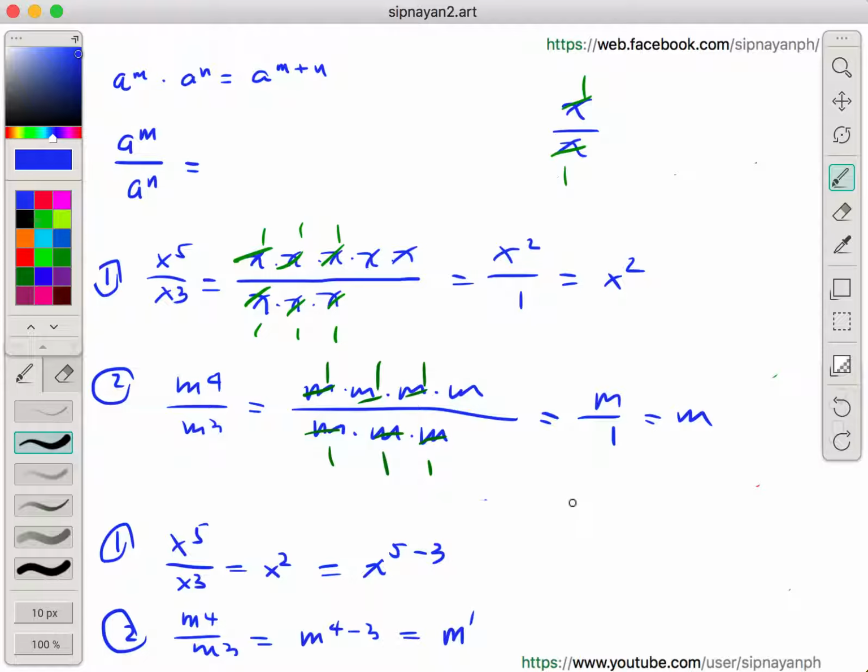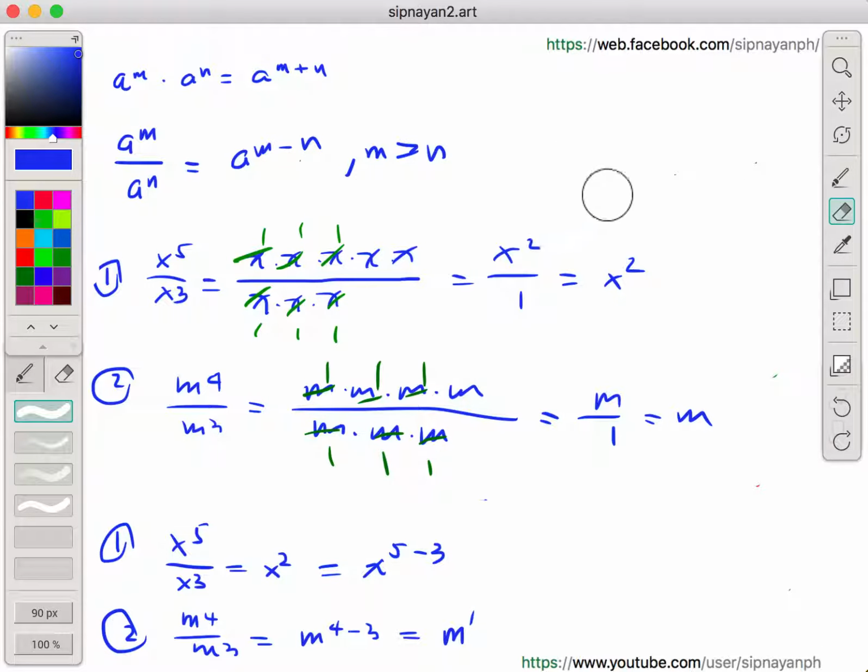Ibig sabihin, if we have the same base, a to the m over a raised to n is equal to a raised to the m minus n. Provided, mapapansin nyo, m is greater than n. So, mas malaki yung exponent natin sa numerator. Ang baliktad nito, yung m less than n, i-discuss natin sa susunod na video. But for now, mas malaki yung exponent sa numerator.